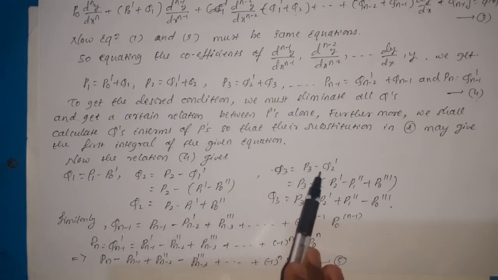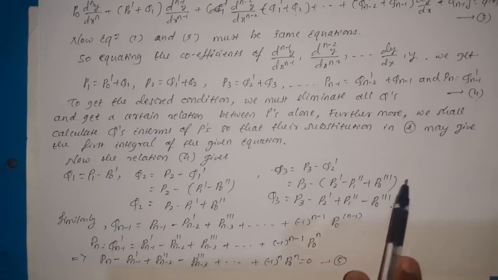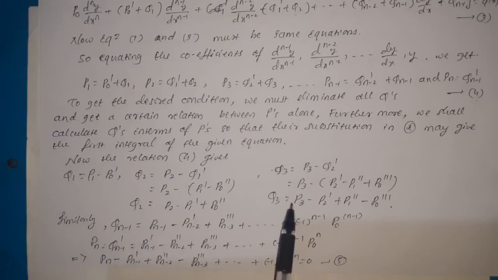Then q3. q3 is p3 minus q2 dash, and here we have q2 equal to this one and its derivative: p2 dash plus p1 minus p1 double dash, p0 triple dash, right? Then multiplying with the negative sign. Here q3 and p3 are the same, meaning p3 is not differentiated. Next, increasing order of derivative and decreasing order of subscripts: 3, 2, 1, 0, and the derivatives will be 0, 1, 2, 3, right?